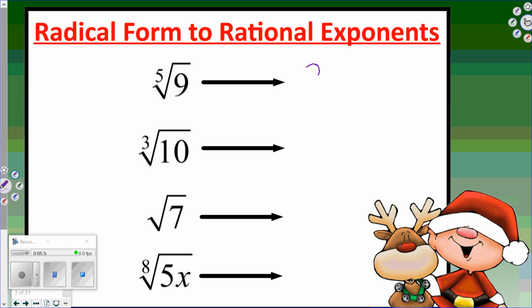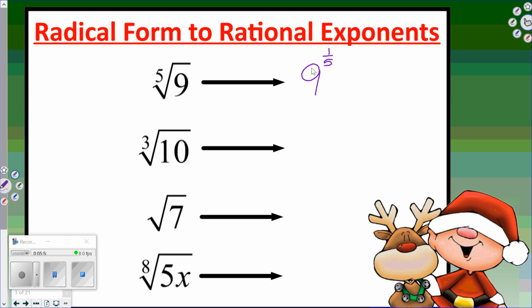This would be 9. What's the exponent on the 9? A 1, and then my root underground is 5. So this is 9 to the 1/5. Means the same thing. And it goes underneath. The root goes underground, right? So that's why, remember, it goes under.